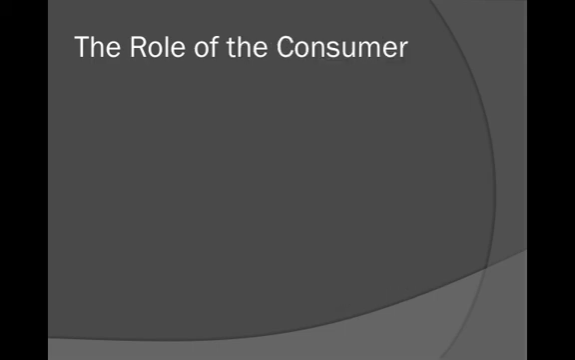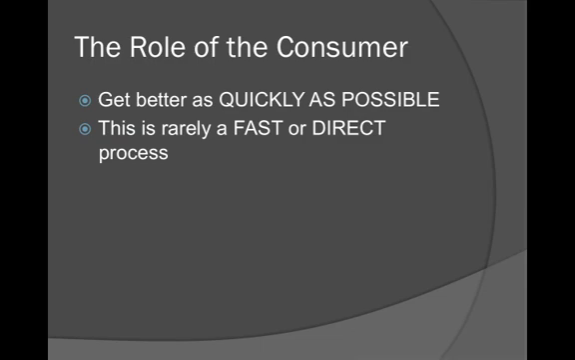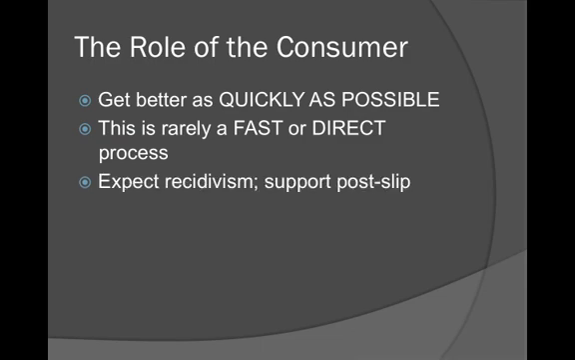Lastly, but perhaps most importantly, is the role of the consumer in the team. The consumer has a responsibility, and that is to get better as quickly as possible. Now, quickly as possible, as we've spoken of before, needs to be differentiated from fast. Sometimes a person's speed is not going to be fast by any definition, but we want that person to be contributing as much as they can to their own self-care so that there is no wasted time, no wasted months or weeks. This is rarely a fast or direct process, but we need to expect that a person may go through some relapses or recidivism.